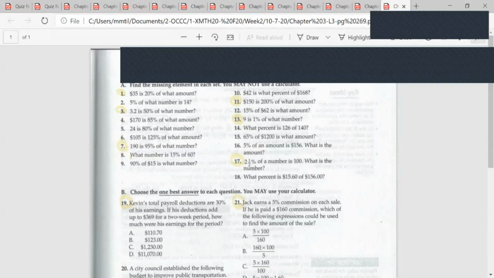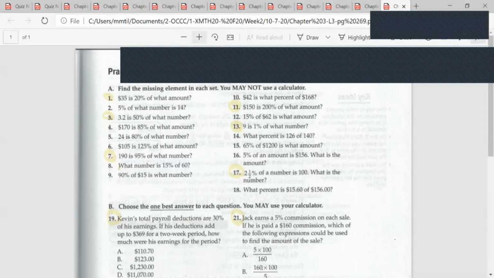Okay, here's the last page. It's the same idea. Find the missing element. It's all the same idea. Look at number 4. 170 is 85% of what number? Again, if you put rate over 100 equal to part over base and identify where these are, put them in and solve for the unknown.